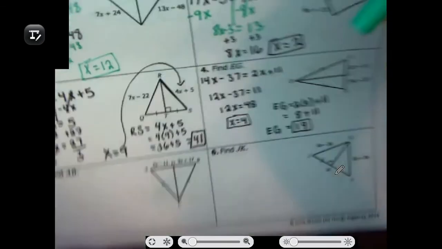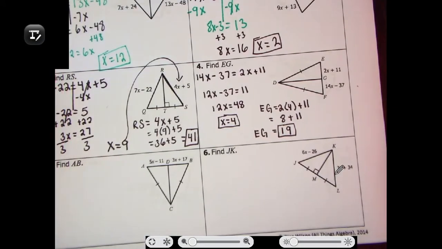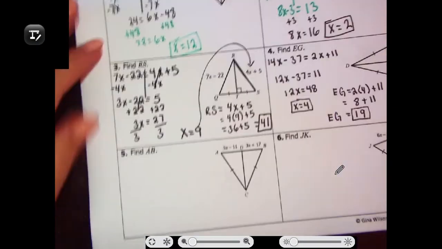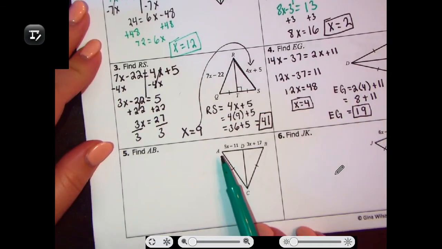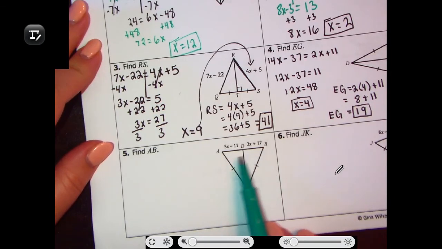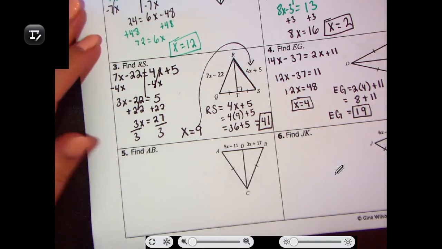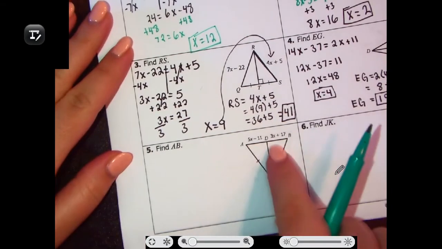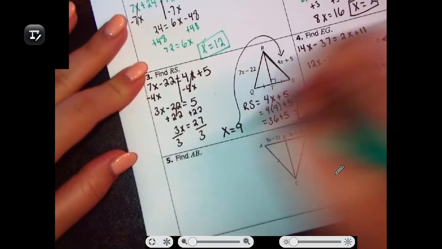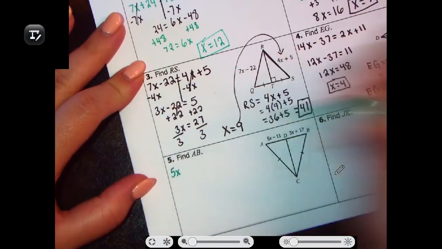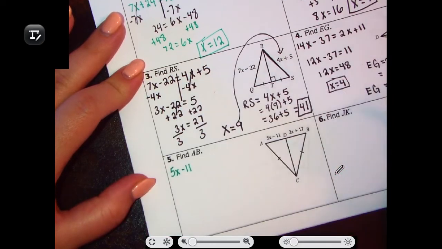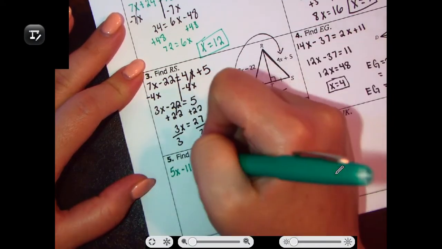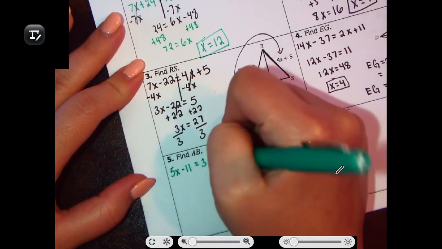So the reason number 5 is just slightly different, let's take a look at it, is it says find AB. And if you notice, AB is the entire segment as opposed to just half of it. So just going to be slightly more work for us. So what we're going to do here first is the same thing that we've always done. We're going to set these two equal to each other. So I'm going to have 5x minus 11 equals 3x plus 17. I'm going to go ahead and solve that.